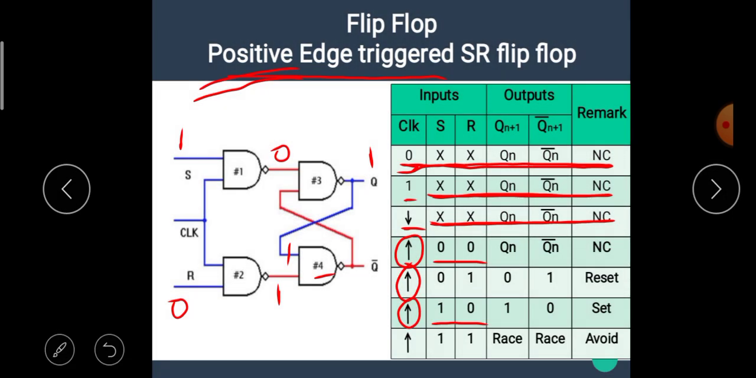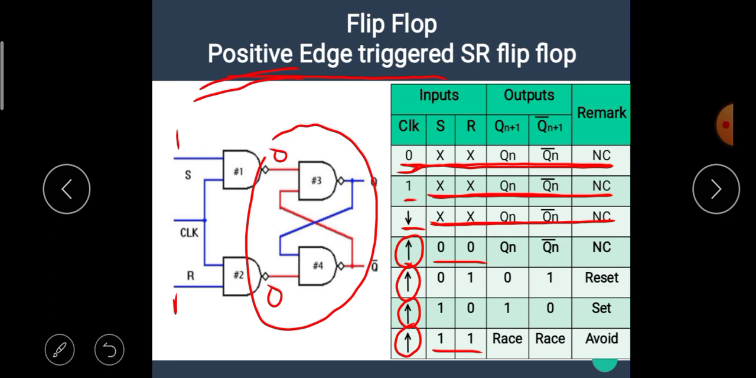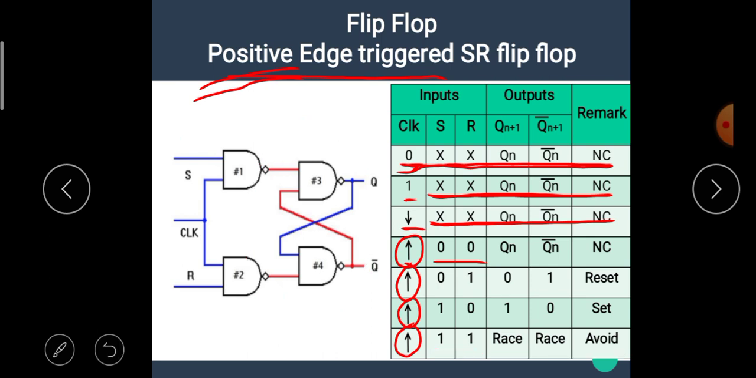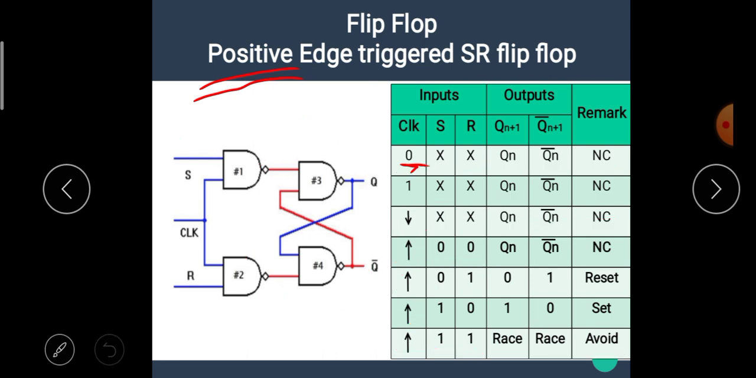Now during the fourth rising edge, both the inputs are 1 1, hence both the NAND gates 1 and 2 have the outputs 0 and 0, and we know that when the input of the SR latch has value 0 0, we get the race condition, and it should be avoided. I hope you all understand the truth table of positive edge triggered SR flip flop.